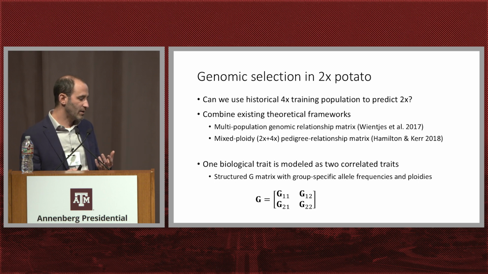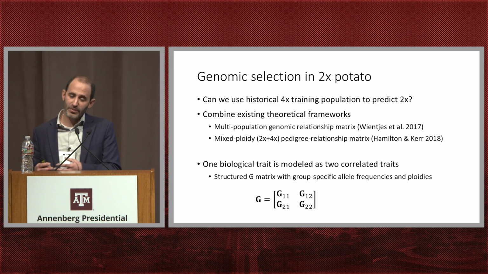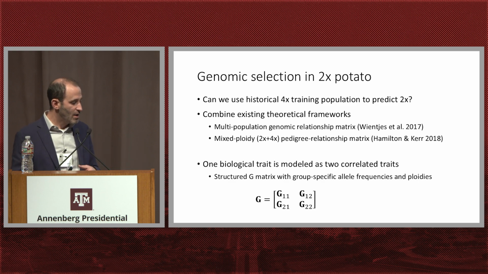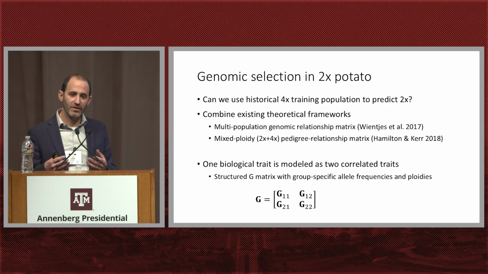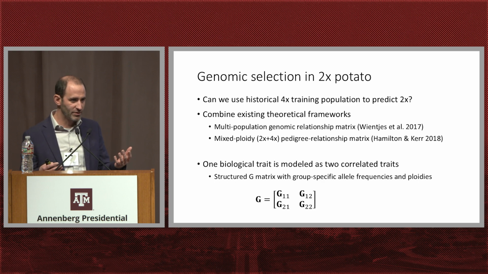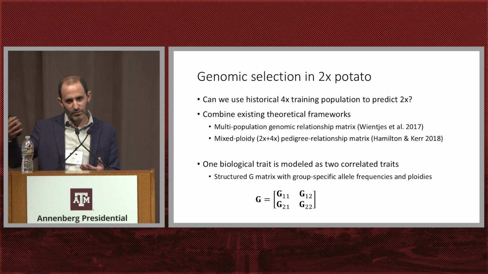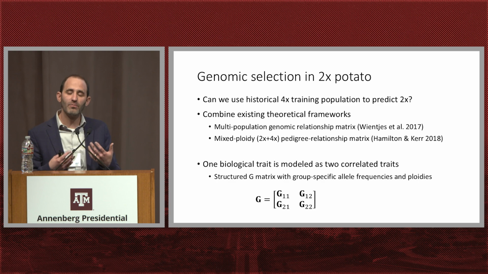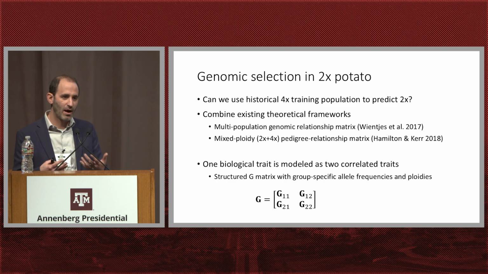So there's already work done to ask, when you have a pedigree-based breeding value prediction, how do you combine diploids and tetraploids? That problem was solved in 2018 by Hamilton and Kerr. And the animal breeders have also spent a lot of time thinking about multi-breed genomic prediction. If you have a training model for one breed of cattle, can you apply it to a different breed of cattle? They had already published some nice work about these types of multi-population genomic prediction models. So both of these things really fit our situation quite well.